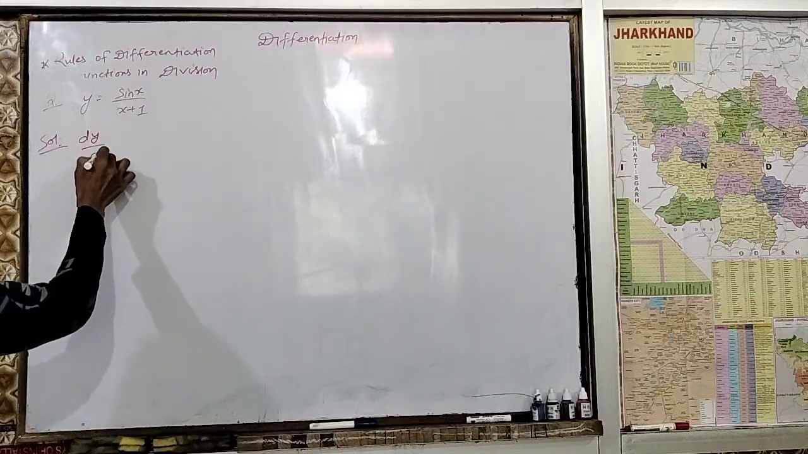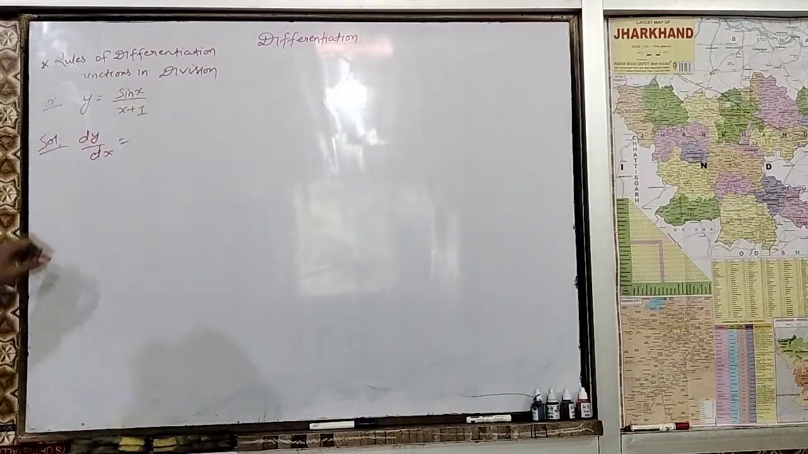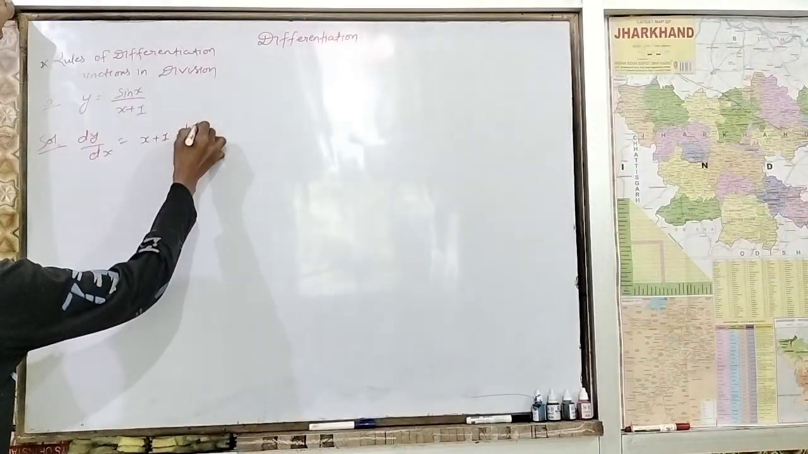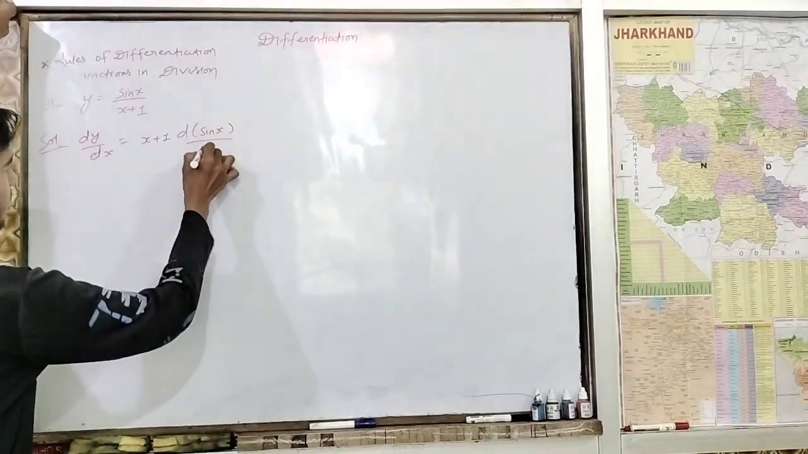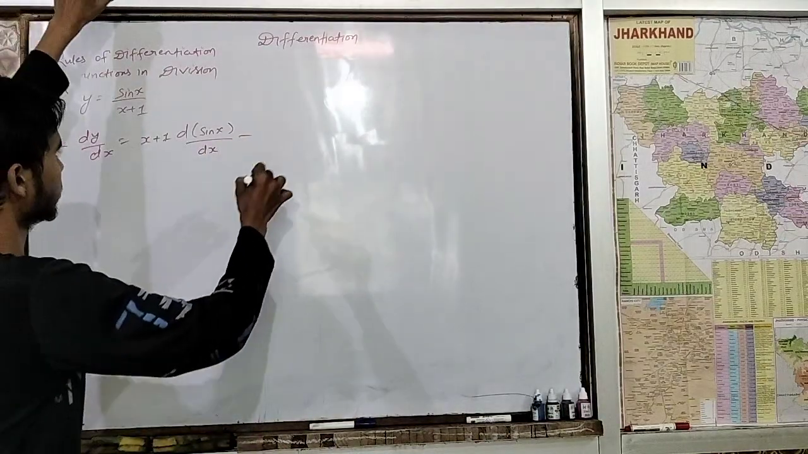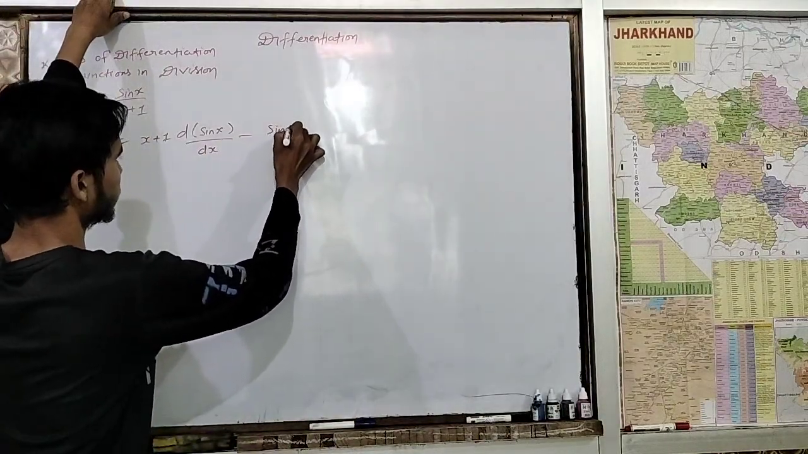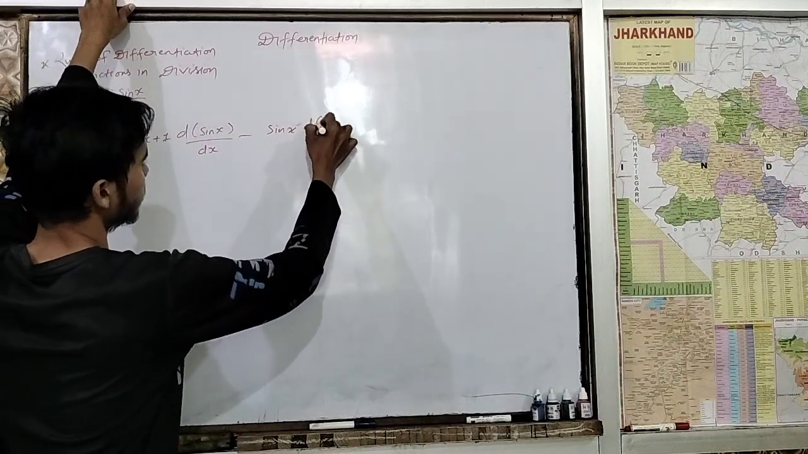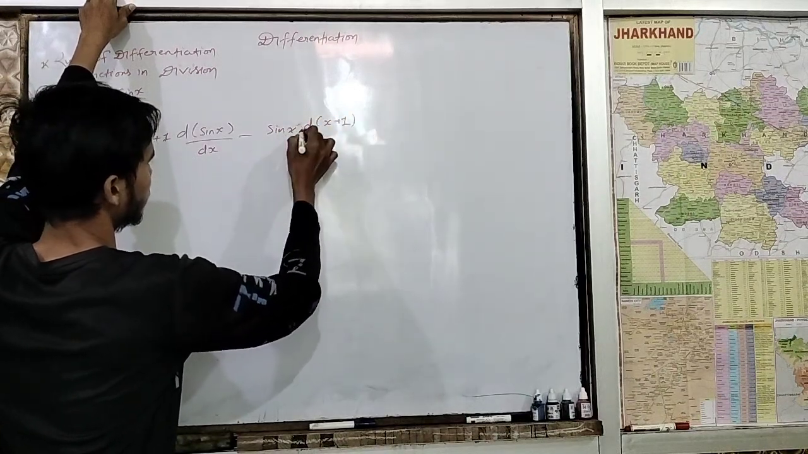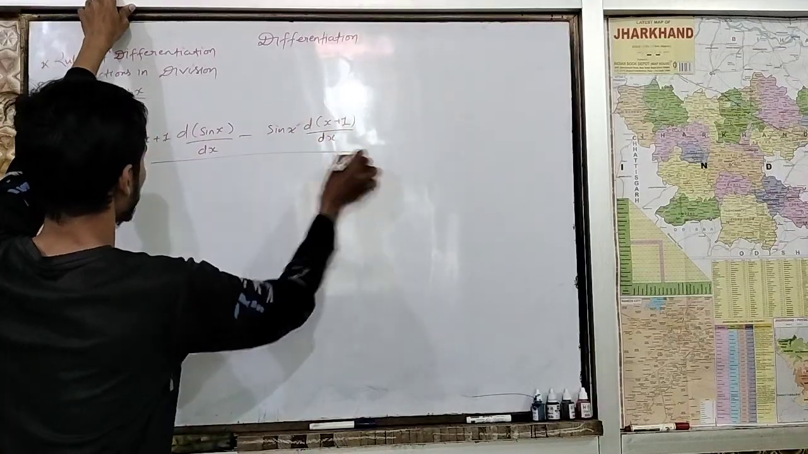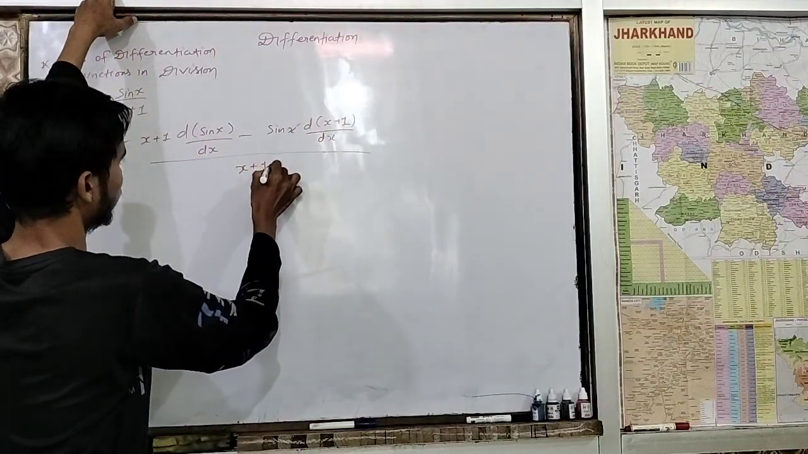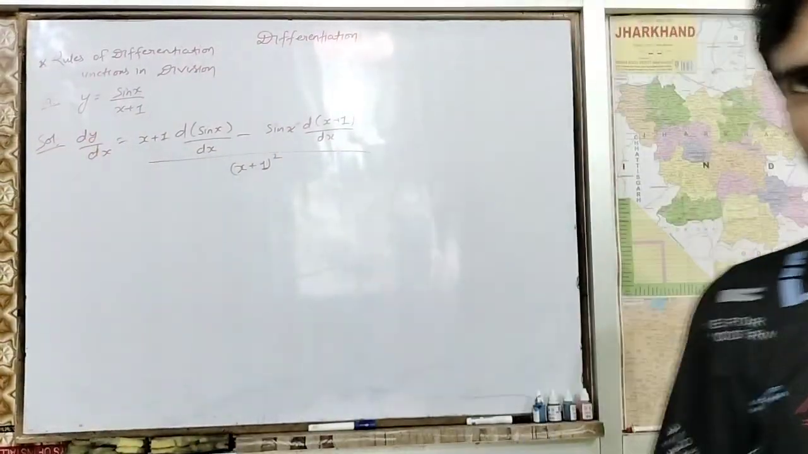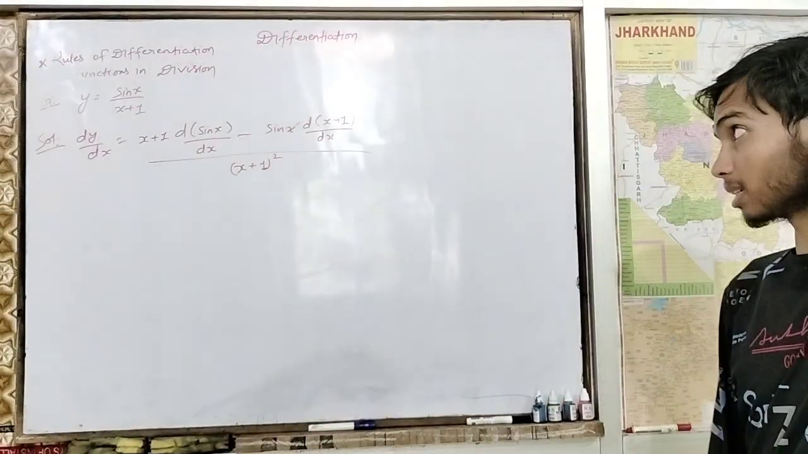dy upon dx. First, we will differentiate this. Differentiation of sin x, clear, minus sin x, then differentiation of x plus 1 upon dx. This is upon (x plus 1) square. It is (a plus b) square, yeah? You can apply the algebraic identity here.